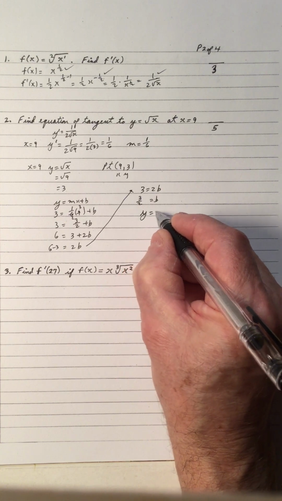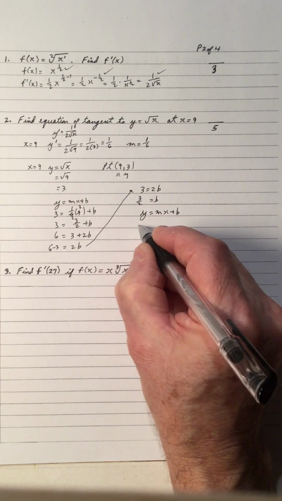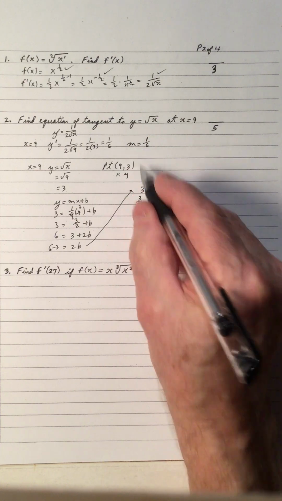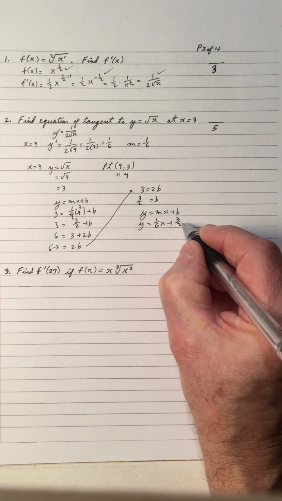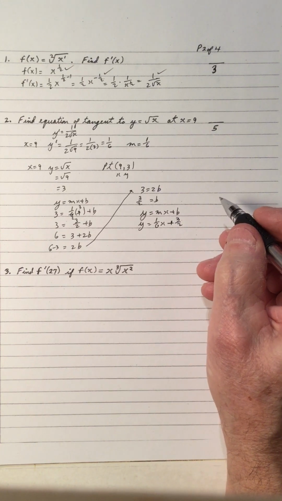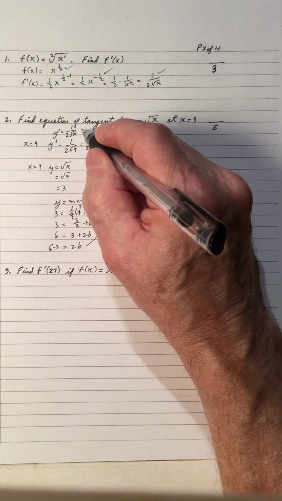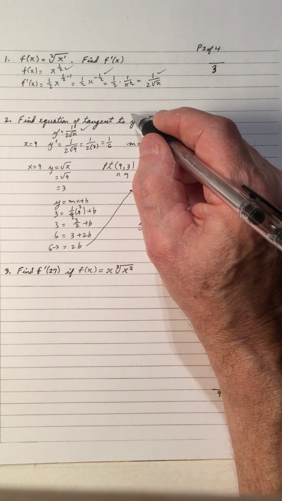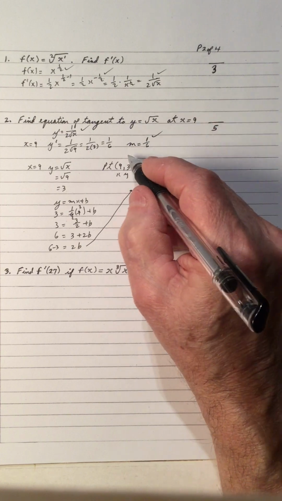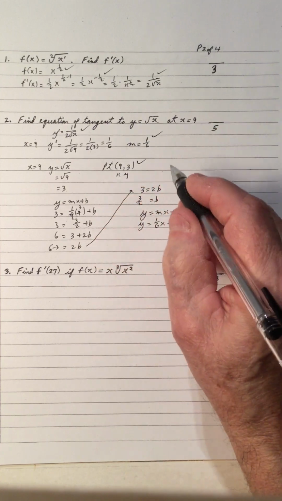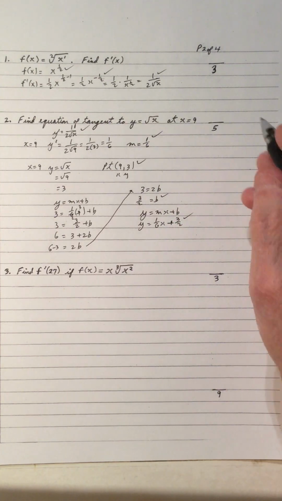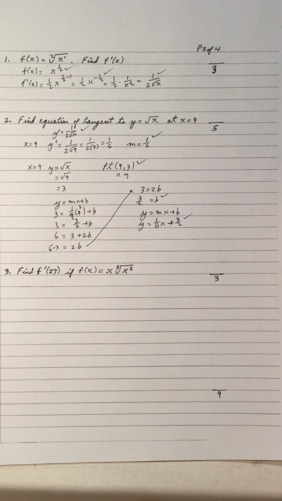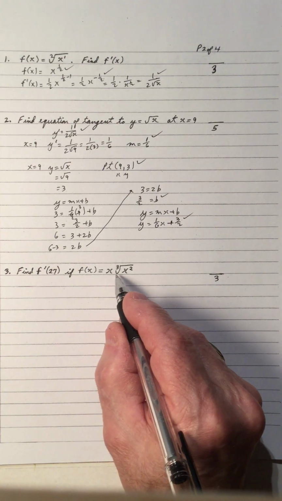So the equation is y equals mx plus b. The slope is 1/6 x, and the y-intercept is 3 over 2. So that's the equation of the tangent. There's 5 marks, so give yourself 1 mark here, and if you get 1/6 for the slope, give yourself a mark. If you get the point, give yourself a mark. If you get the y-intercept of 3 over 2, a mark. If you got the equation, give yourself a mark. 5 marks altogether.